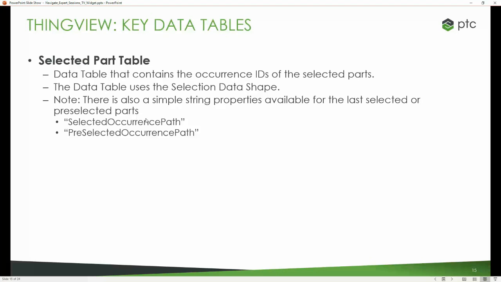Now, the key here is that you need to understand the occurrence IDs of the selected parts. In ThingWorx 8.5, you are required to understand the internal occurrence ID of those parts in order to pass information back and forth. We've made some improvements in ThingWorx 9, and I'll talk about that in a moment. So that's the major key data tables that you'll need to understand when interacting and building mashups using the 3D viewer.